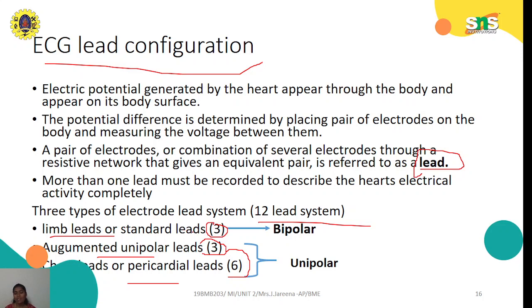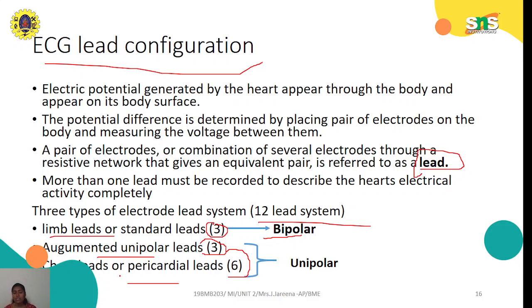The limb leads or standard leads are bipolar leads. The reason is that the two electrodes you are using are both active electrodes. Whereas for the augmented leads or chest leads, or pericardial leads, it doesn't matter how many electrodes you are using; each electrode has a unipolar characteristic. It means that one electrode is active and the other electrodes are reference or neutral electrodes. Based on this characteristic, the limb leads and standard leads are called bipolar, and the augmented unipolar leads and pericardial leads are called unipolar.